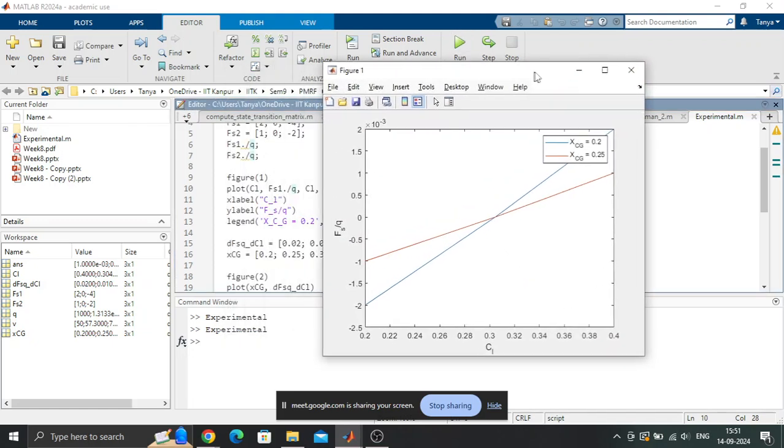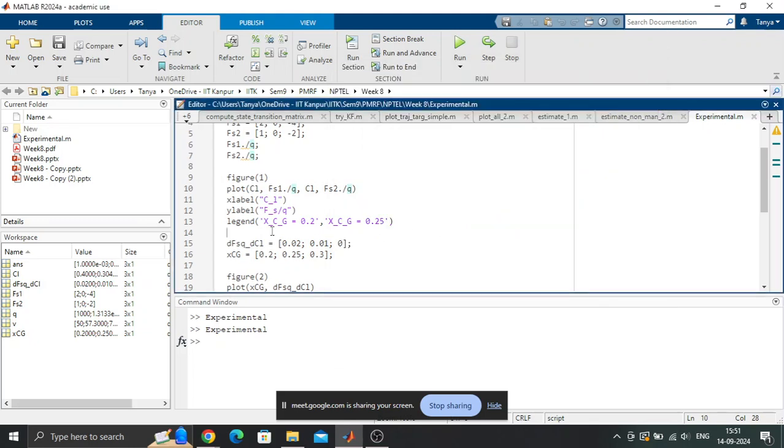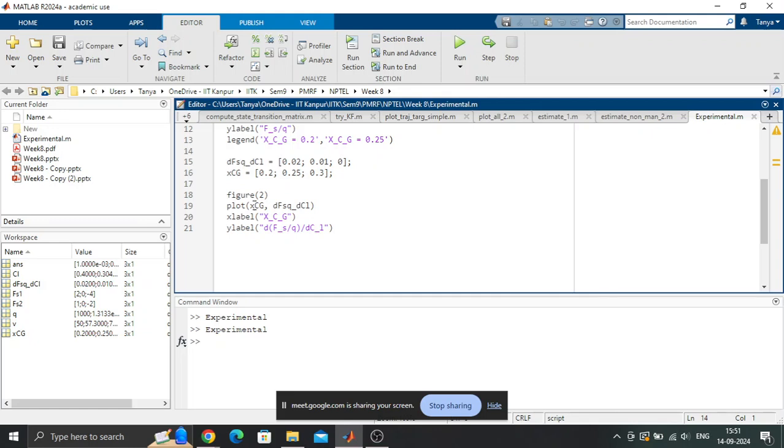So this is the first figure. So you can see the line in red. Okay, so it's the reverse sign convention of what we had followed. So we have the 2 slopes here. So dfs1 by q and dfs2 by q. So you can see the 2 lines and the 2 slopes. The change here is that it's for different CGs. Okay, and then you plot the slope with respect to the CGs. Alright, so the figure 2 is CG and the individual slopes.